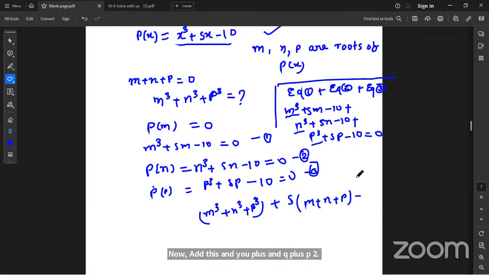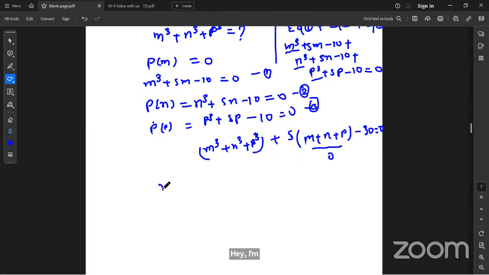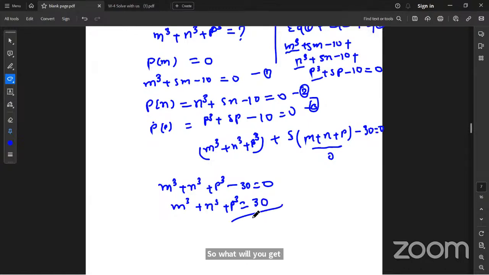Minus 10 three times, minus 30, equals 0. This is 0, since m plus n plus p is 0. So what will you get? m cube plus n cube plus p cube minus 30 equals 0. It means m cube plus n cube plus p cube equals 30. Easiest question for this session. Everyone understood?